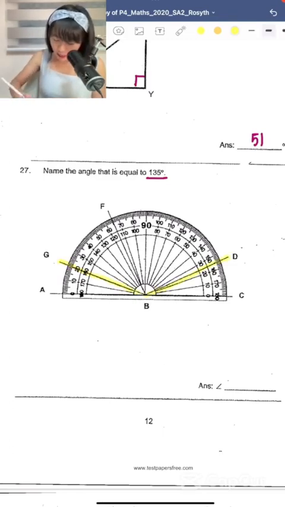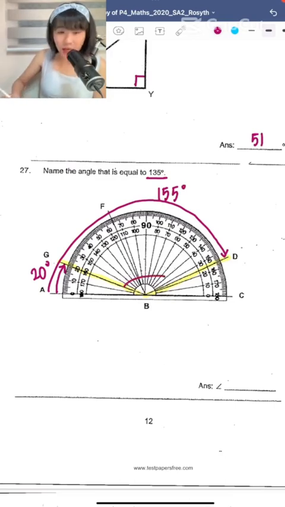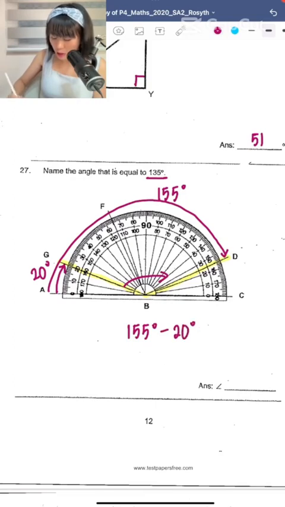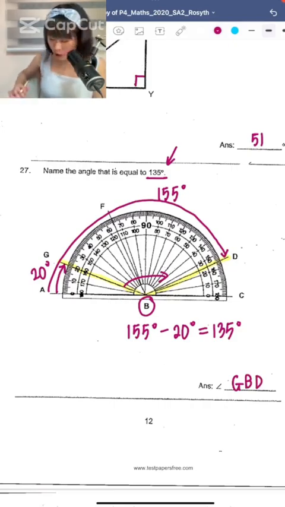So let's take a look at this one. Let's say we look at the outer scale starting from here, 0 to 20, this is 20 degrees, right? If I continue looking at my outer scale all the way up to this part, it is actually 155 degrees. So from here to here is 155 degrees minus away 20 degrees, you get 135 degrees, which is what they want. Hence, the angle is angle G. Don't forget your B. Angle is always made up of 3 alphabets, okay? So you cannot just tell me GD. It must be G, B, D. That's your answer.